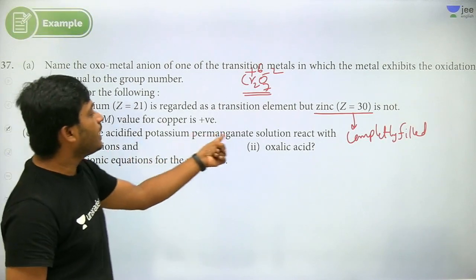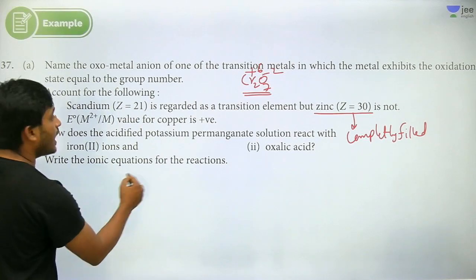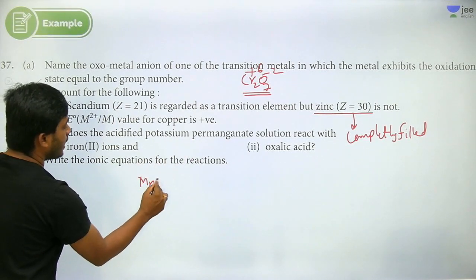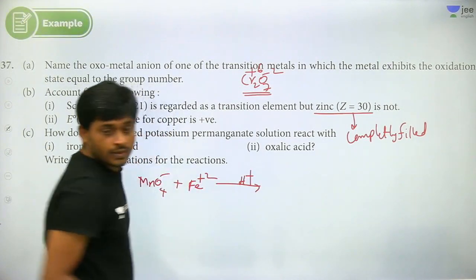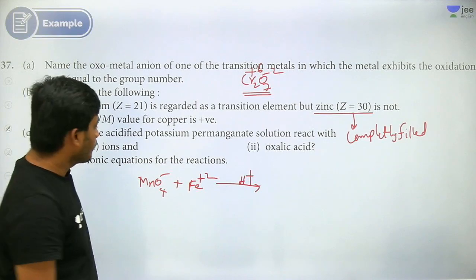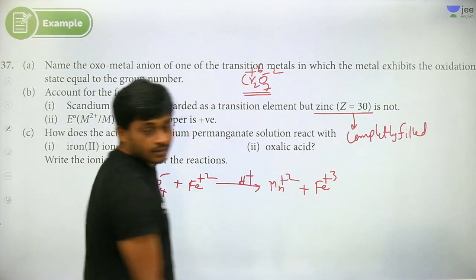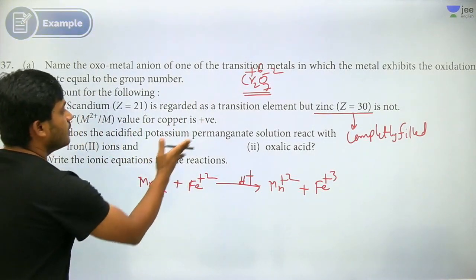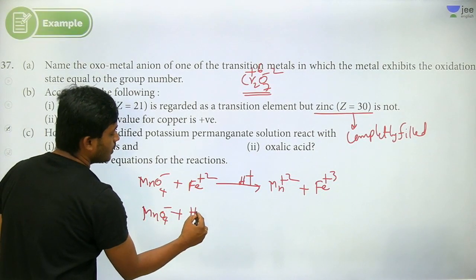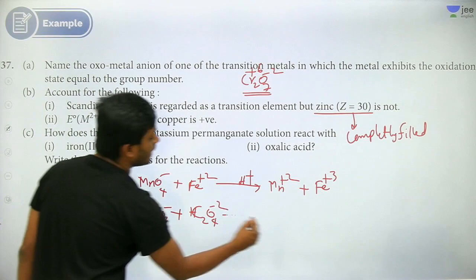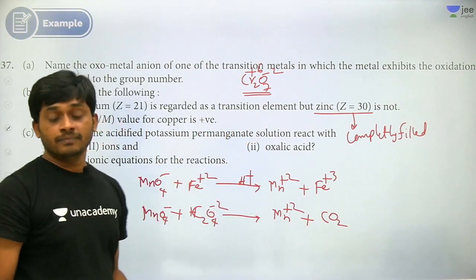How does acidified permanganate solution react with this? Write only ionic equations. With permanganate, MnO4 minus plus iron plus 2, in acidic medium, it changes to Mn plus 2 plus iron plus 3. Next, oxalic acid, H2C2O4. The only thing oxidized will be C2O4 minus 2. You write the reactions and balance them.